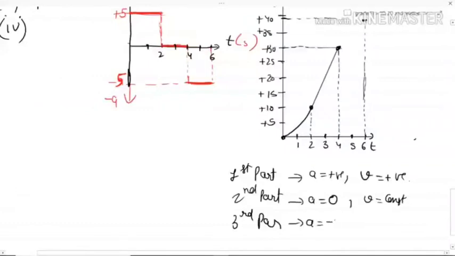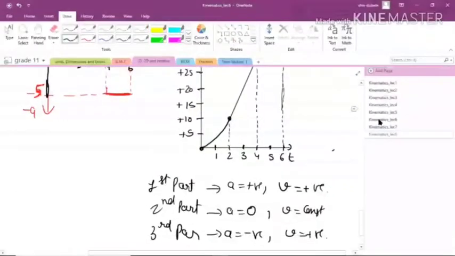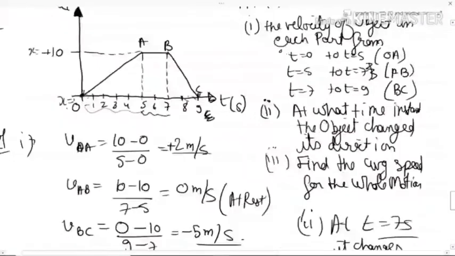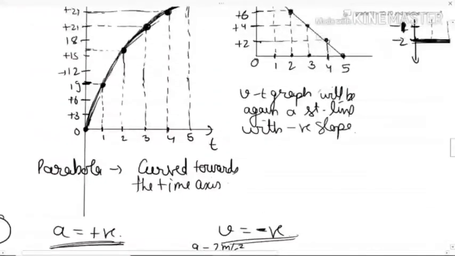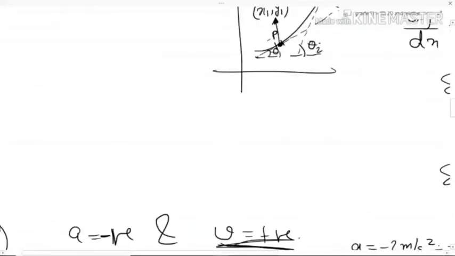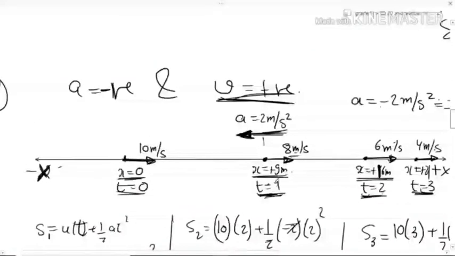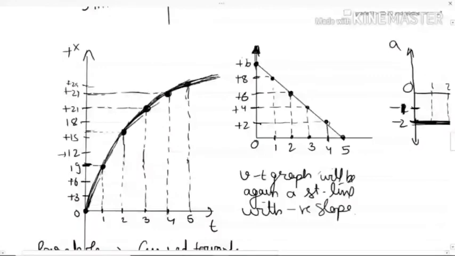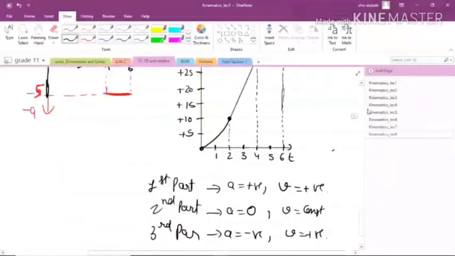Last part was the acceleration was negative and velocity was positive. Do you remember in the last class we discussed this? Can you see this, guys? Acceleration negative, velocity positive. Can you see the graph goes like this? Yes or no? Yes. So basically the graph goes like this, and we'll draw the exact same graph.